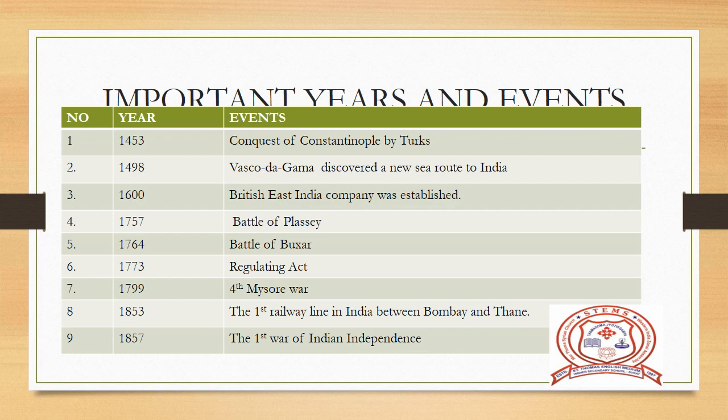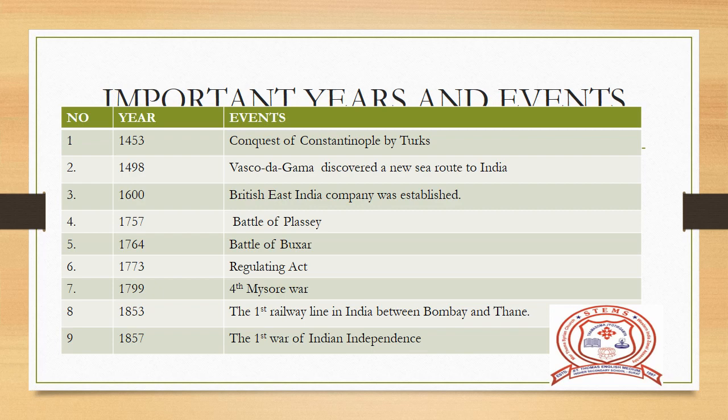In 1757, the Battle of Plassey was fought between Siraj-ud-Dowla and Robert Clive. In 1764, Battle of Buxar was fought between the British, Mir Jafar, Nawab of Oudh, and the Mughal Emperor Shah Alam. In 1773, Regulating Act was passed by the British Parliament. According to this Act, the post of Governor General was created.